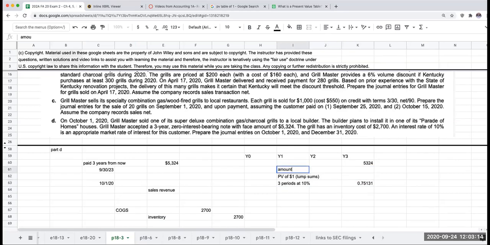So my amount here is 5324. If I multiply this by 0.75131, I'm going to get about $4,000. Okay, so present value today.